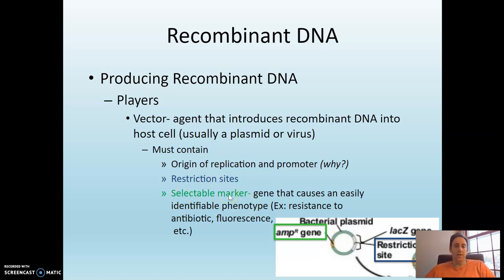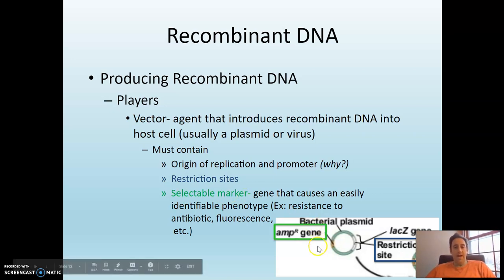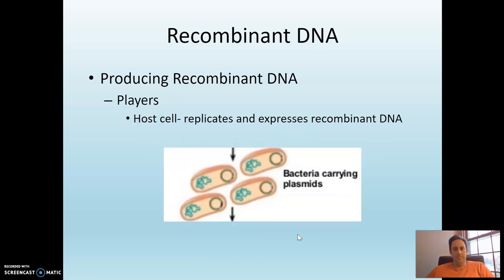This is a gene that causes an easily identifiable phenotype. So an example might be resistance to an antibiotic. So AMP-R gene means resistance to the ampicillin antibiotic. This is so we can find it later, as we'll see.